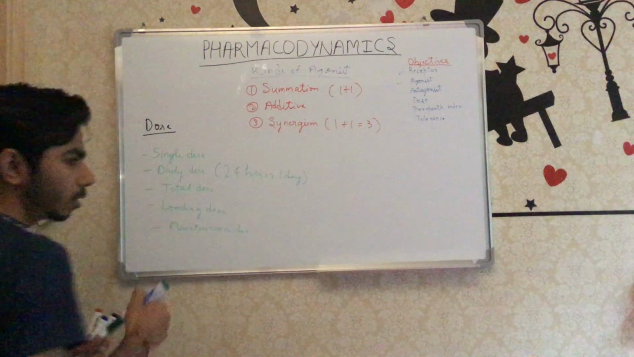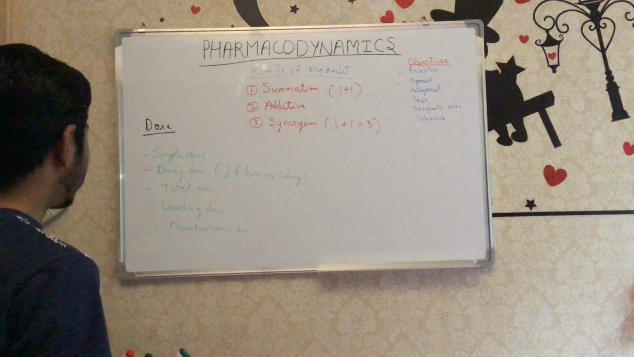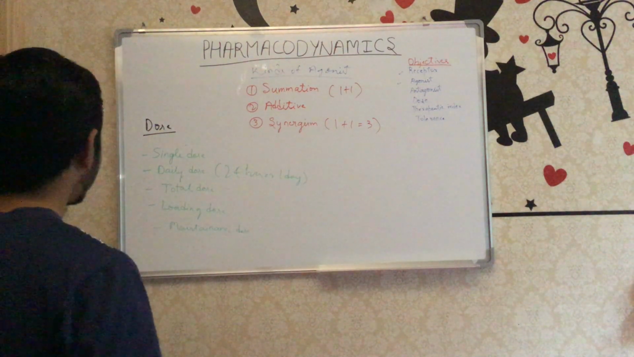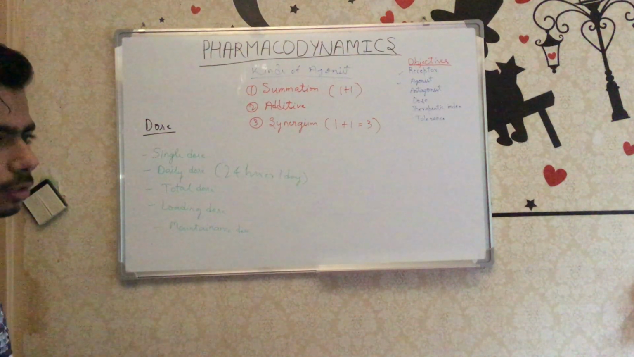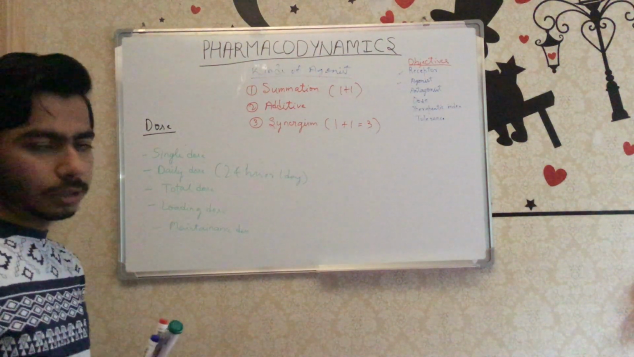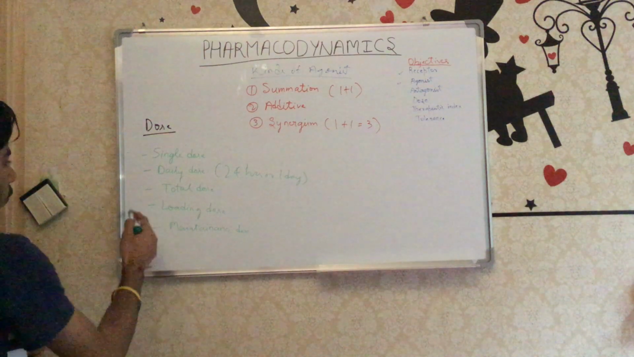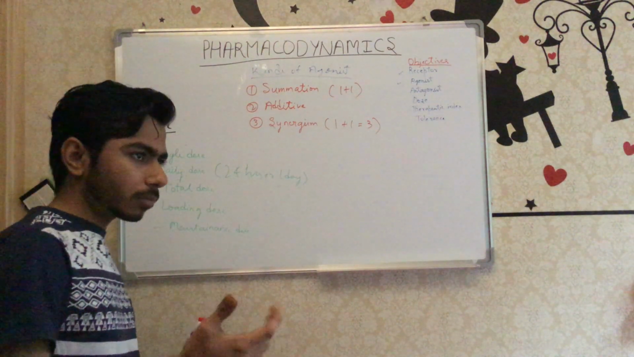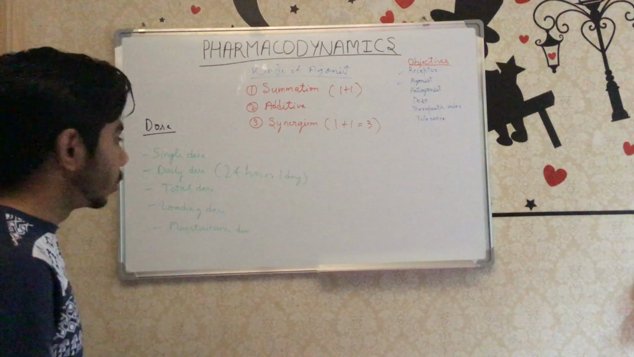Total dose is the maximum amount of the drug that is required to get rid of the infection, or to cover the duration of the disease. Now, what is loading dose? Loading dose is the heavy dose which is required to achieve a steady, higher plasma concentration of the drug. And the maintenance dose is normally given after the loading dose, because the maintenance dose is to maintain the higher concentration of the drug in the plasma. So maintenance dose is followed by the loading dose.